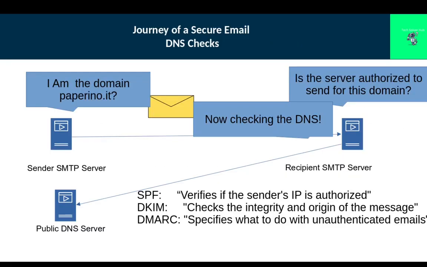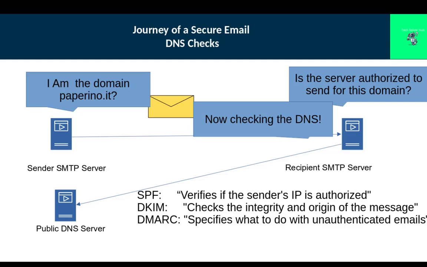Here's what happens behind the scenes when an email is sent. The receiving server checks, is this server allowed to send email for this domain? It consults the public DNS records of your domain. If you've set up SPF, DKIM, and DMARC properly, the message passes the check. Otherwise, it may be rejected or flagged as suspicious.